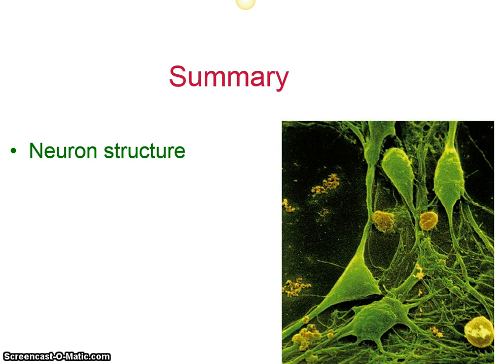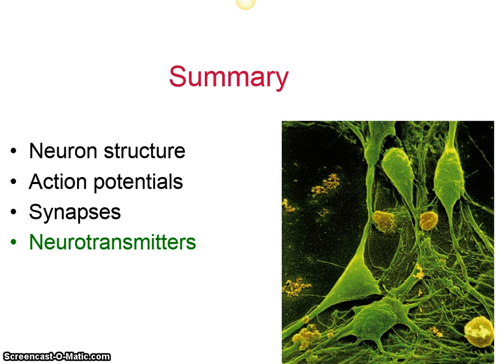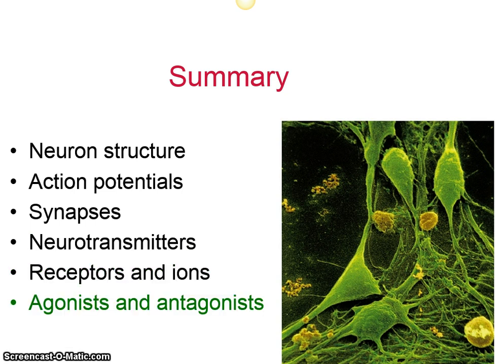So in summary, we looked at the structure of neurons, action potentials, synapses, neurotransmitters, receptors and ions, agonists and antagonists. So this concludes my presentation on neuroscience. Next time we will begin talking about the brain.